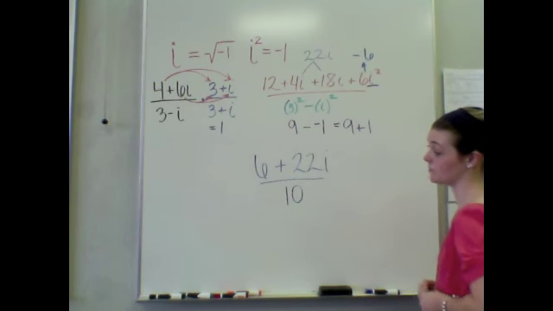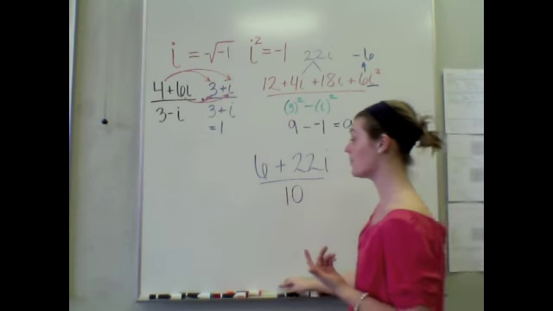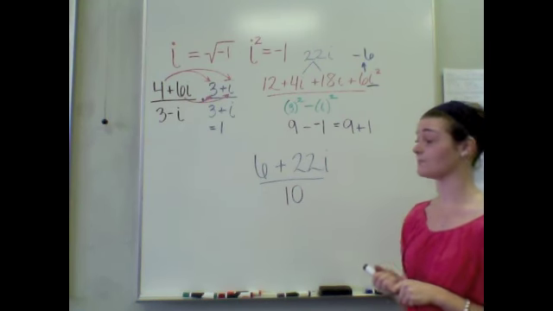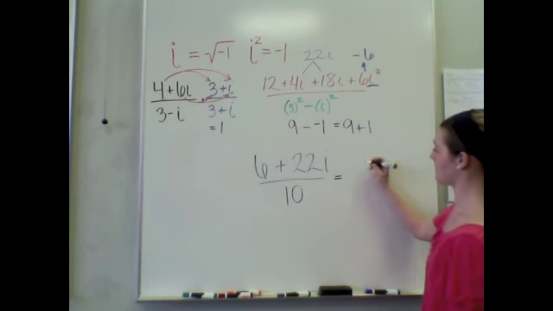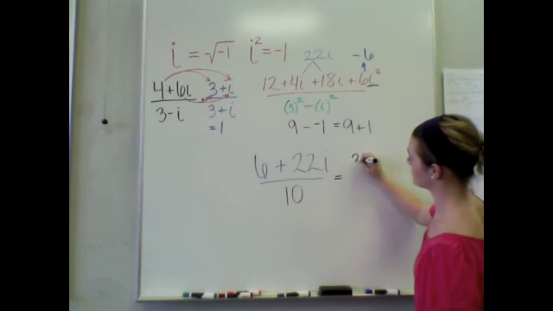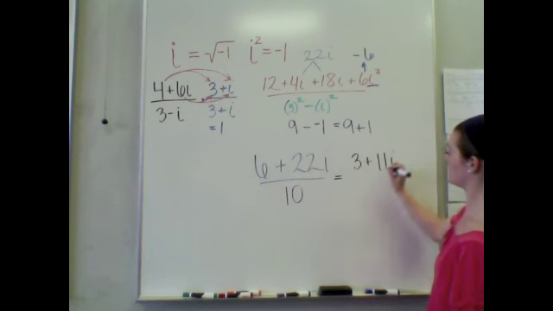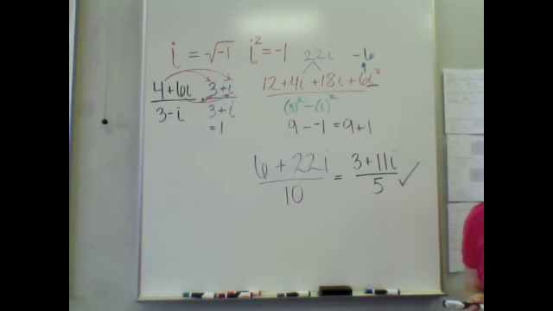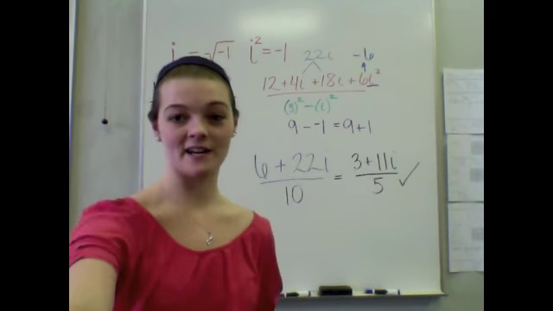Now my job in this one is actually not done yet because I can actually simplify my fraction even more. All of these are divisible by 2. So I could simplify my fraction by dividing everything by 2. 6 divided by 2 is 3. 22 divided by 2 is 11. And 10 divided by 2 is 5. You now have your fraction. And that was dividing complex numbers.